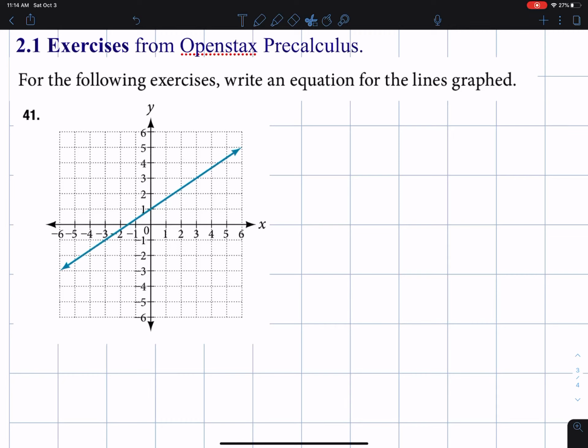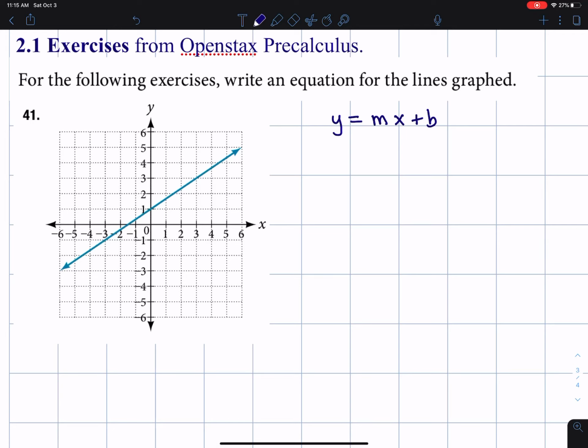In this problem, we write an equation of the line given the graph. There are two different equations to look at: there are more than two, but there's the point slope form that I gave in class, and then there's the slope intercept form. The point slope is a good one. However, I always like the final answer in y equals mx plus b, which is the slope intercept form.